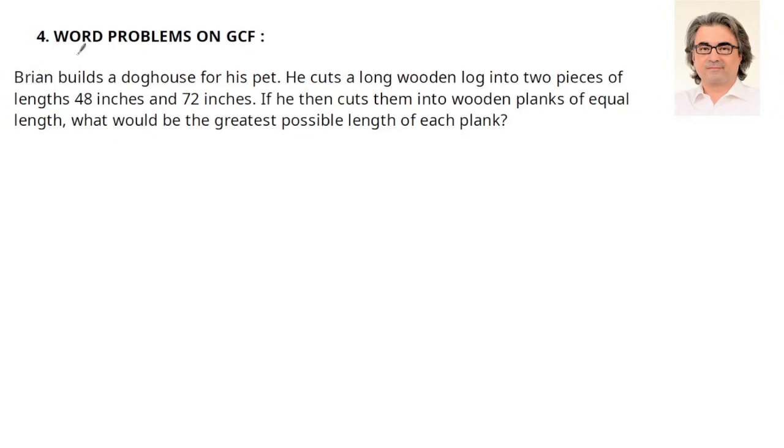Read it. Brian builds a dog house for his pet. He cuts a long wooden log into two pieces of lengths 48 inches and 72 inches. Did you understand this? One of them has length 48 inches and the other is 72 inches. If he then cuts them into wooden planks of equal length, so for 48 and for 72 inches, I should divide them into equal parts. What would be the greatest possible length of each plank?